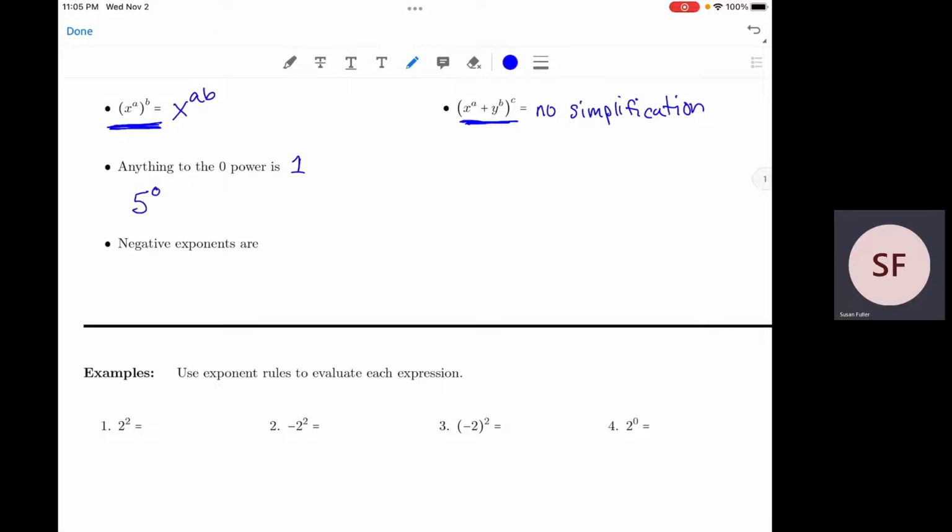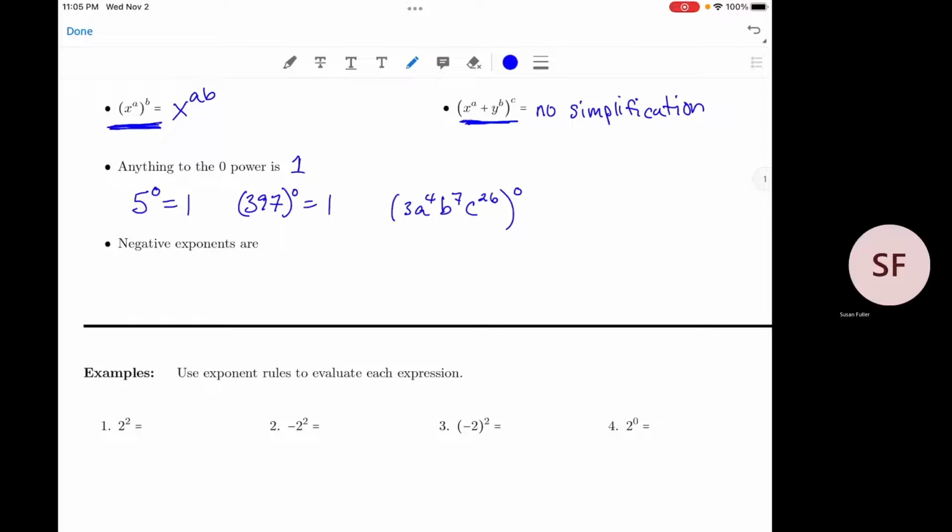So 5 to the 0 power is 1. How about 397 to the 0 power? Still 1. What if I have 3a to the 4th, b to the 7th, c, I don't know, to the 26th, all to the 0 power? Still 1. Doesn't matter what's to the 0 power, it's 1.